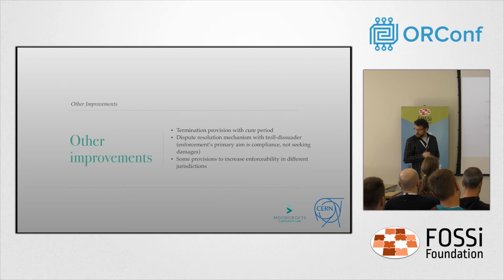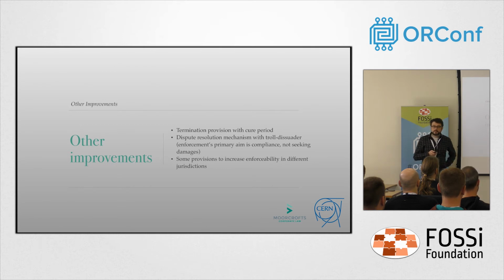A few other improvements that we've popped in there. We've put a termination provision in there with a cure period. So previously, if there was a violation, it terminated automatically. Now it's also terminated on notice. Now there's a cure period that allows you to, I think it's 30 days is the current figure that's in there at the moment. So if you get notified that you're in breach, then you've got 30 days to fix it. You don't automatically lose the license.